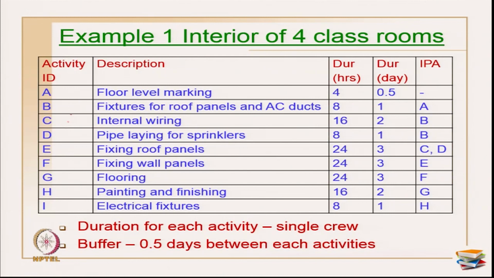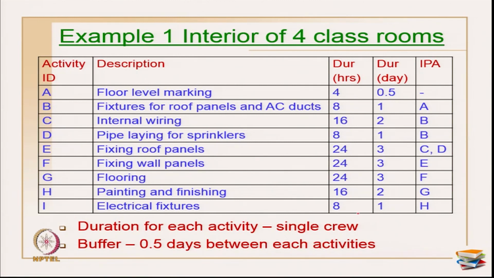So, this is primarily an example of how we do the interior works for 4 classrooms, okay. We have taken 4 identical classrooms. These are the list of activities. I have A, B, C, D, E, F till I, and only a few activities have been taken into consideration. One is floor level marking, fixtures for roof panels and AC ducts, then internal wiring, pipe laying for sprinklers, fixing roof panels, fixing wall panels, flooring, painting and finishing, and electrical fixtures.